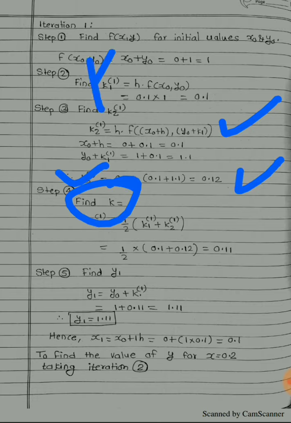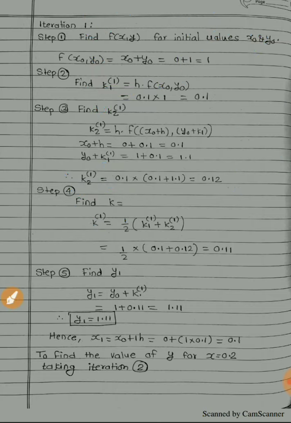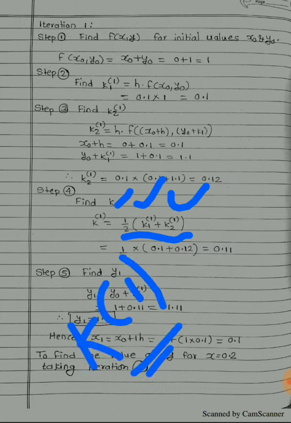Step 4 is to calculate k. Once we calculate the values of k1 and k2 in iteration 1, the next step is to calculate k. So k in iteration 1 is given by k raised to 1, that is equal to 1 by 2 times k1 in iteration 1 plus k2 in iteration 1. So if I put the values of k1 and k2, 1 by 2 is constant as it is. I will get k in iteration 1 as 0.11.